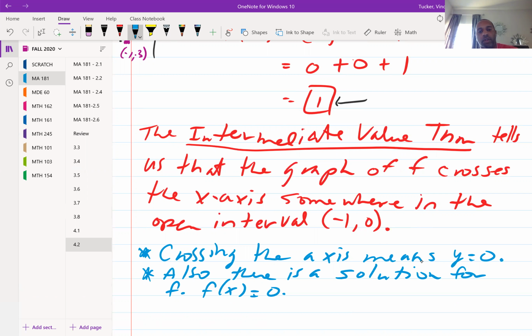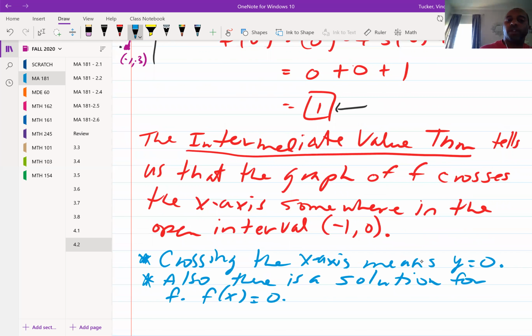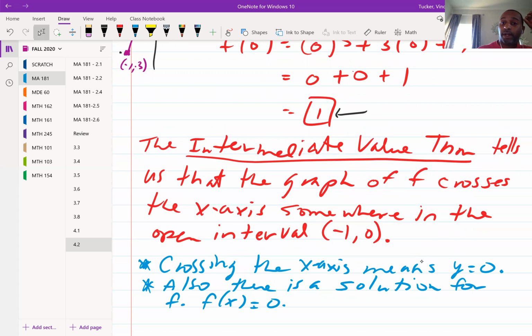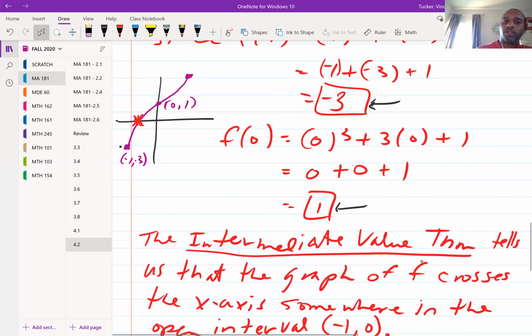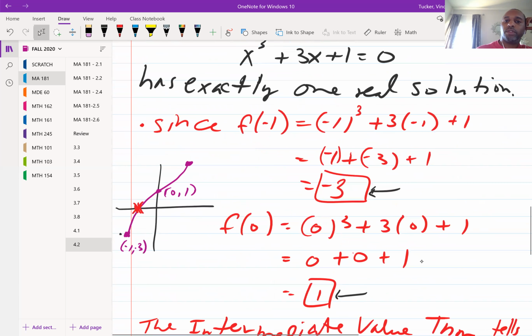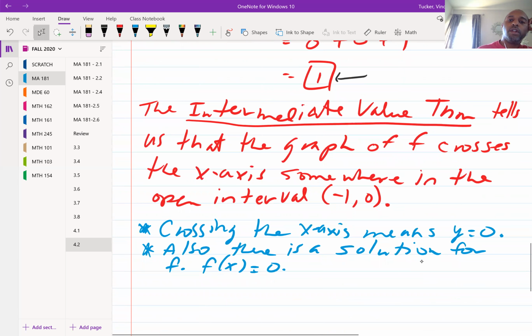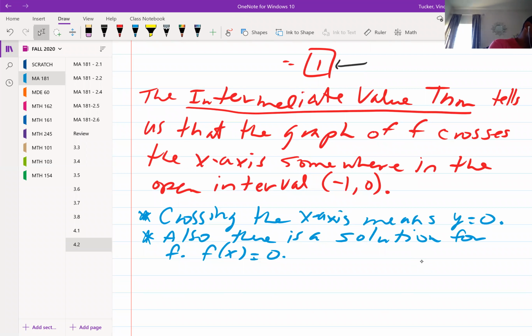All right, so we're talking about crossing the axis, or probably should say x-axis. Crossing the x-axis means y is equal to 0. Also, that means there's a solution for f, which is f of x equal to 0. So we know that there's one solution there, according to the intermediate value theorem. And we want to show that the equation has exactly one real solution. So we know that there's one there. So what is it that will stop us from having more than one?